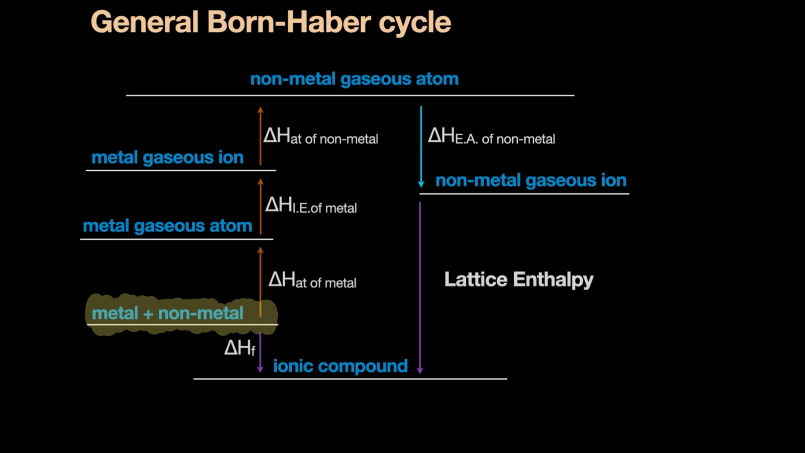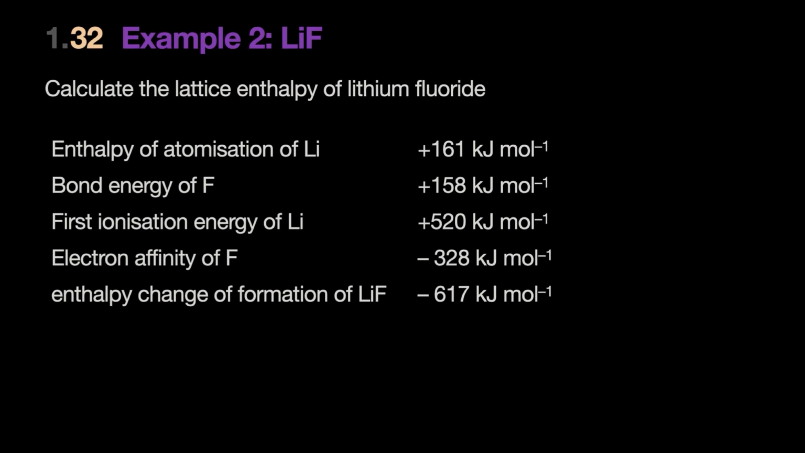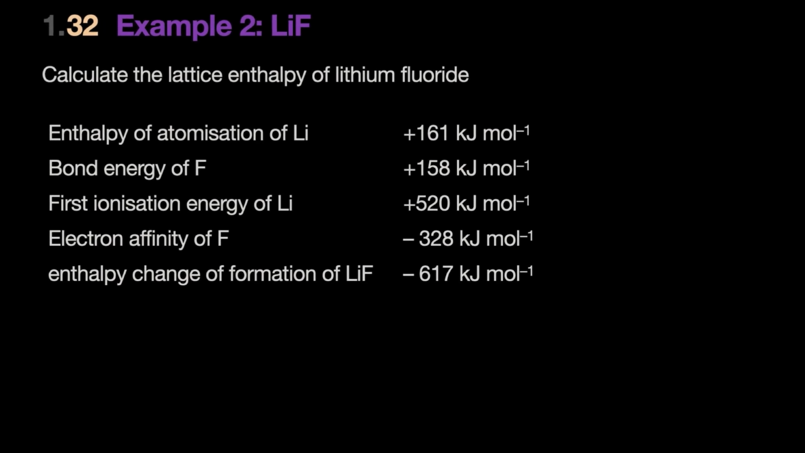So in the example of LiF, if I focus on my metal first, is the information for the overall compound given? Well, the enthalpy change of formation of the overall compound is given. That's great. Now, as far as the metal is concerned, have they given the atomization of the metal? Yes, they have right here. So that's the atomization of the metal. And they have also given the ionization of the metal. So that's also given to us.